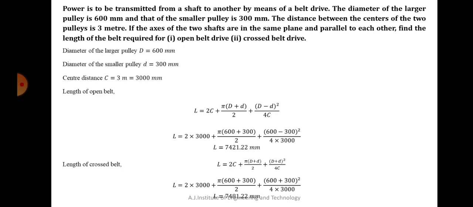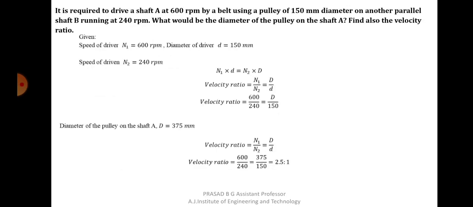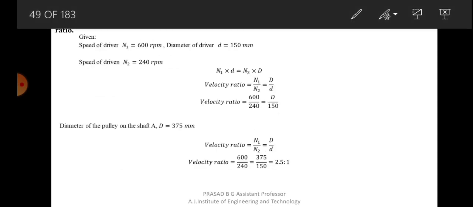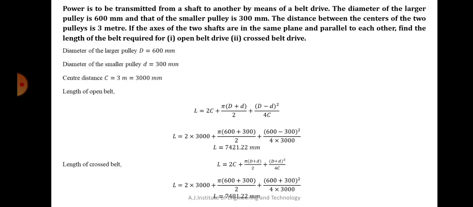So, length of the open belt drive is equal to 2C plus pi into (D plus d) by 2 plus (D minus d) square divided by 4C.